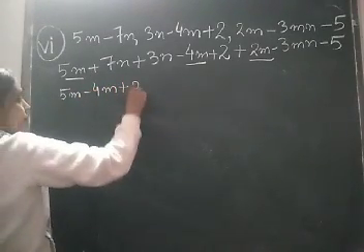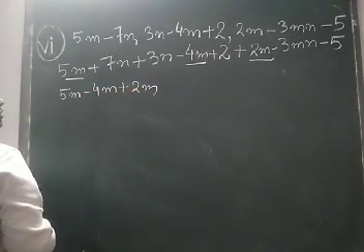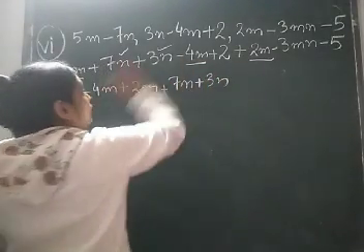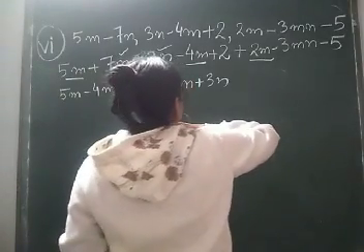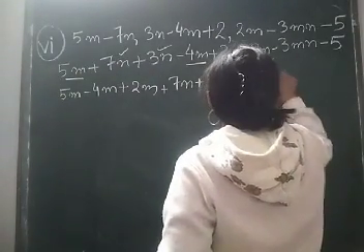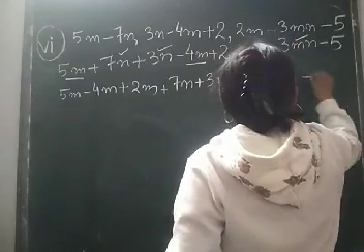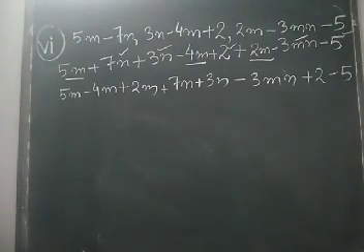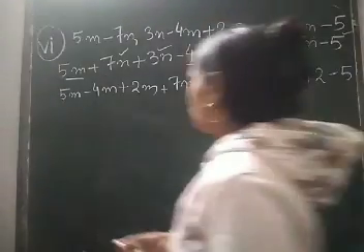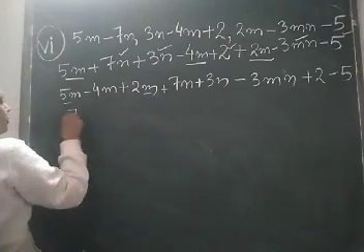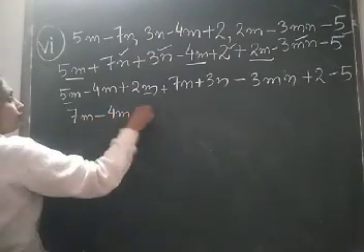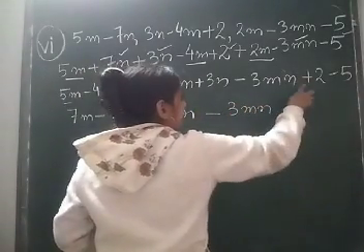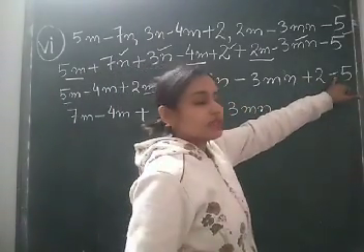They are like terms, children. So we are separating the like and unlike terms. Similarly, plus 7n plus 3n. That's it. And then minus 3mn and then plus 2 minus 5. Plus 2 minus 5. All are over? Yes, all are over. 5 plus 2 gives us 7. 7n minus 4n. This gives us 10n minus 3mn and this gives us plus minus is minus.